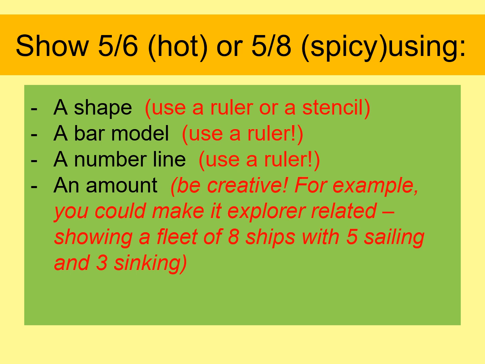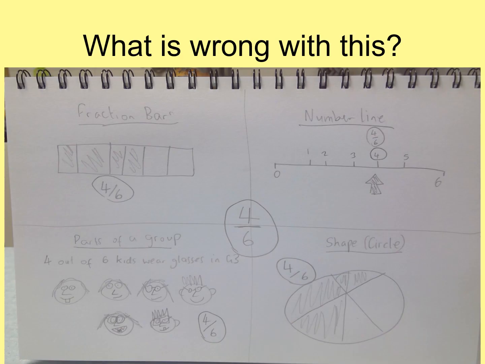And an amount, be creative. For example, you could make it Explorer related. Maybe you could draw 8 ships, show a fleet of 8 ships with 5 sailing happily and 3 sinking. So that would be 5 out of 8. So this is one I made. I just want you to look at it. I'll give you 10 seconds. Look at it and just tell me what is wrong with this.